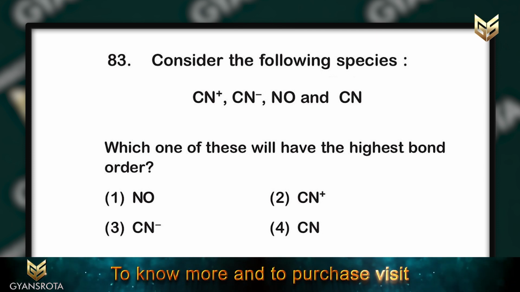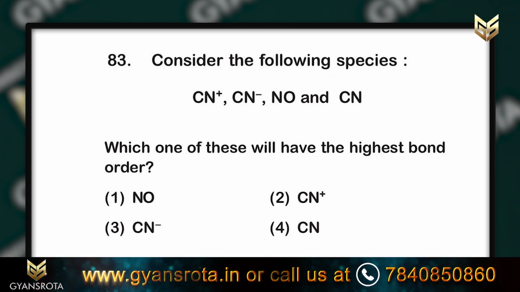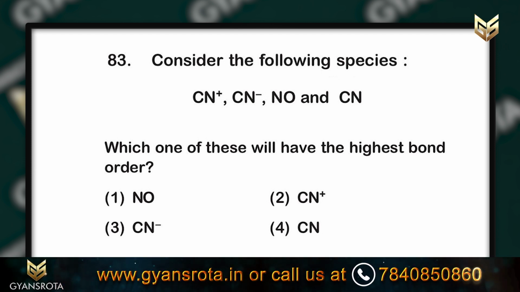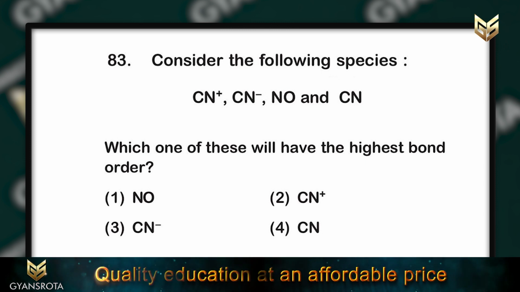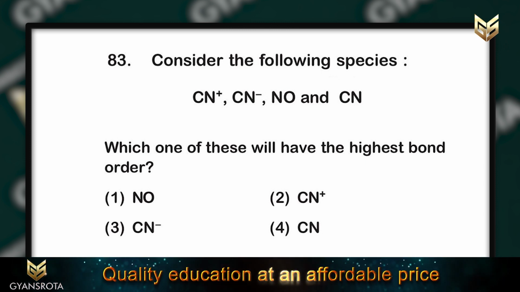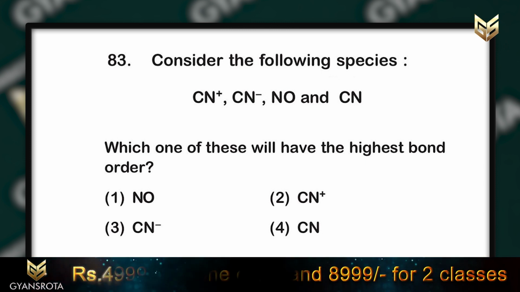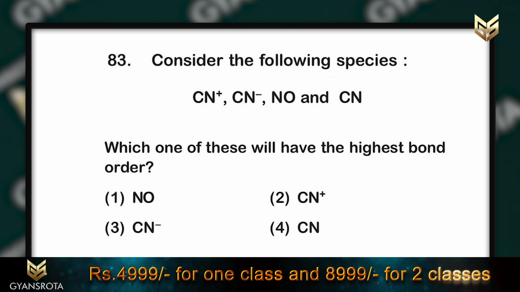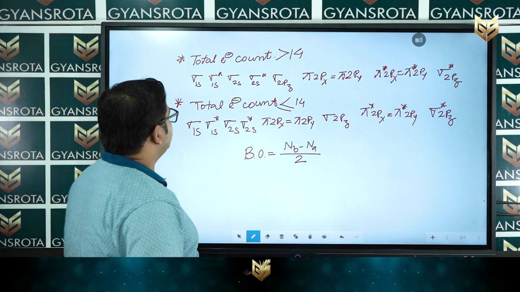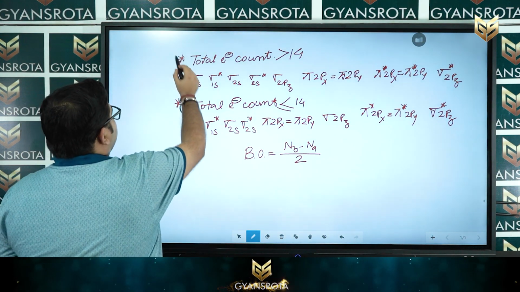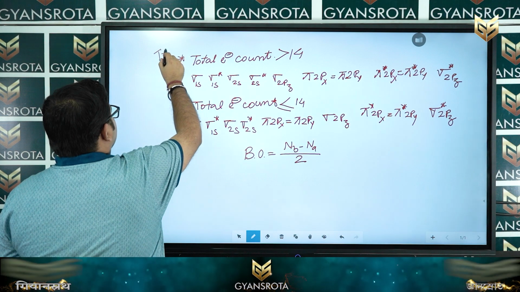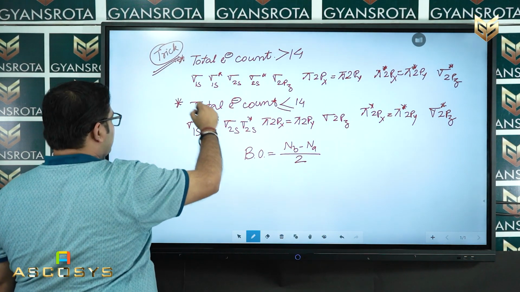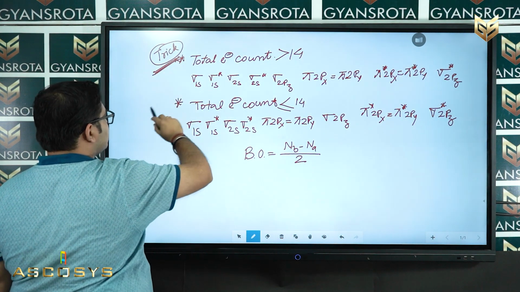Consider the following species, that is CN plus, CN minus, NO and CN, and they ask which one of these will have the highest bond order. This question comes from the chemical bonding chapter of your class 11 NCERT. So now we are moving to the solution part. If you see on the board, this is a simple trick. This is not the actual concept, but this is an easy trick to solve.